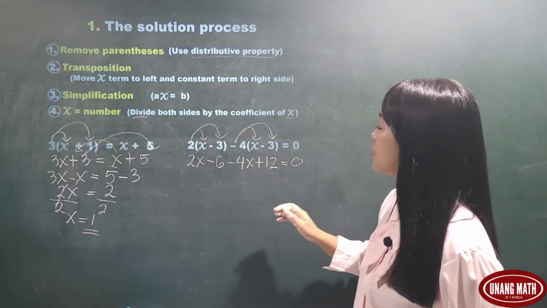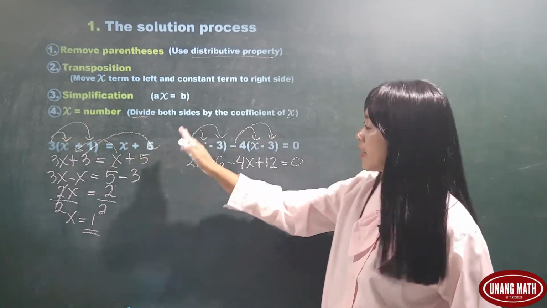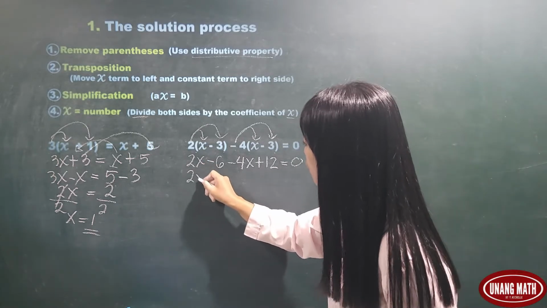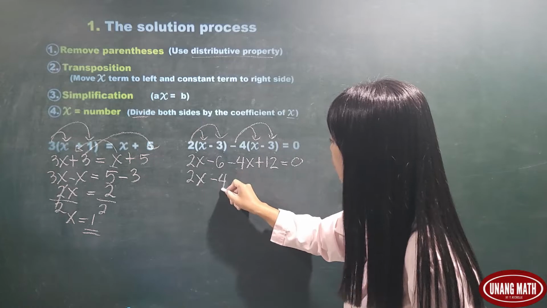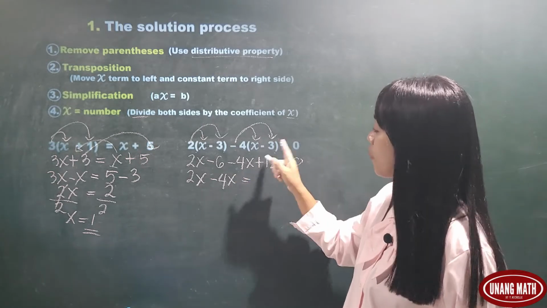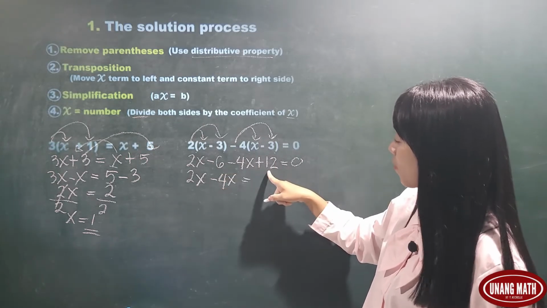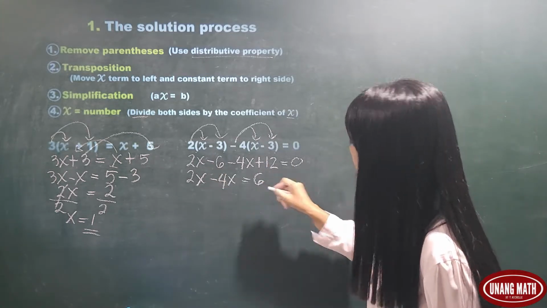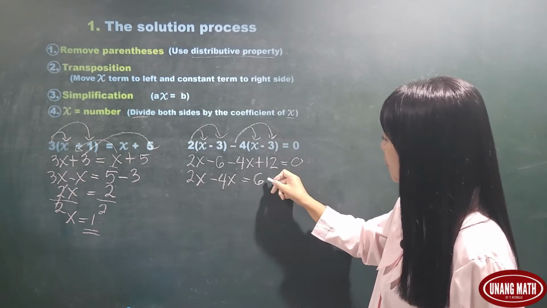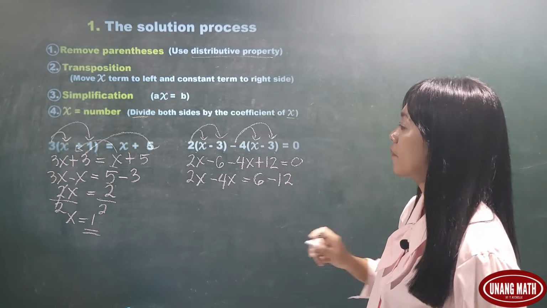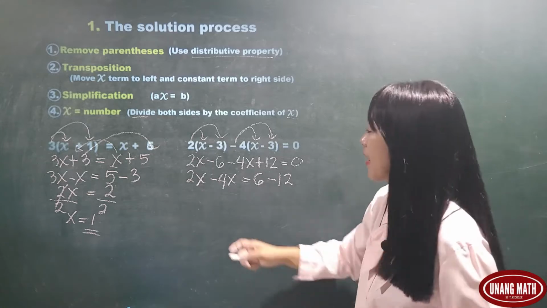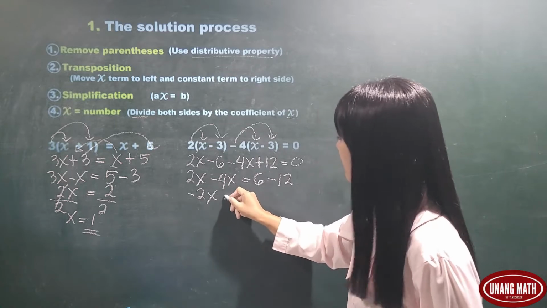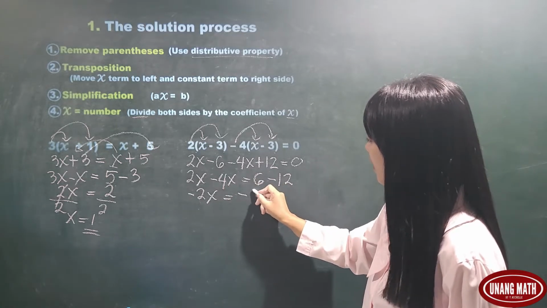Okay, apply transposition. X term on the left side, constant term on the right side of the equation. Okay, we have here 2x minus 4x. We have to transpose or move negative 6 and positive 12 on the right side of the equation. This is negative 6, so it becomes positive 6. This is positive 12, so it becomes negative 12. Okay, now let's simplify. 2x minus 4x is negative 2x. 6 minus 12 is negative 6.